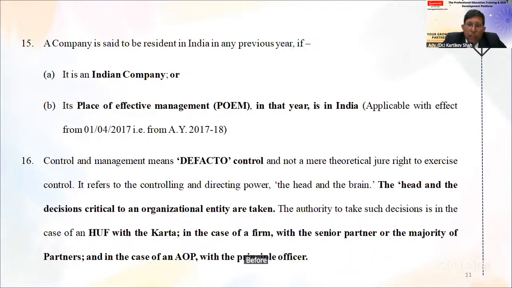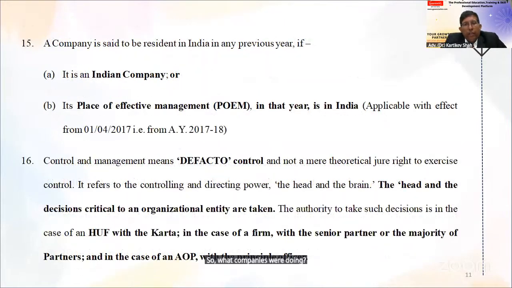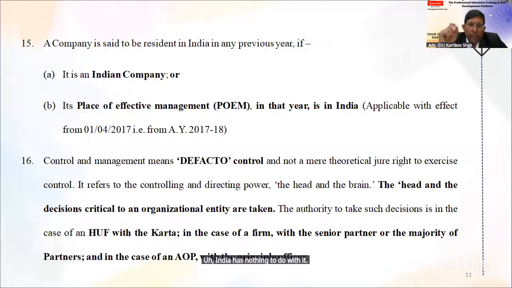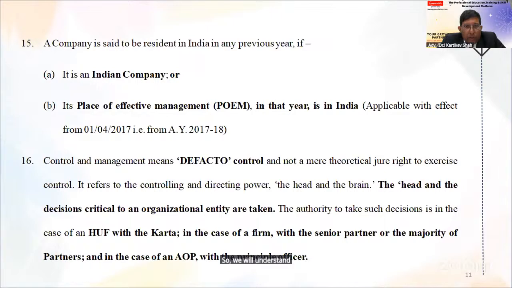Before that, what happened? The words "control and management" were there. So what companies were doing was arranging programs or meetings out of India, and wanted to say that their control and management is out of India, and hence whatever income they generate, India has nothing to do with it. For curbing these practices, a specific amendment has been brought, and now "control and management" has been replaced by "place of effective management". So we will understand the definition of place of effective management.